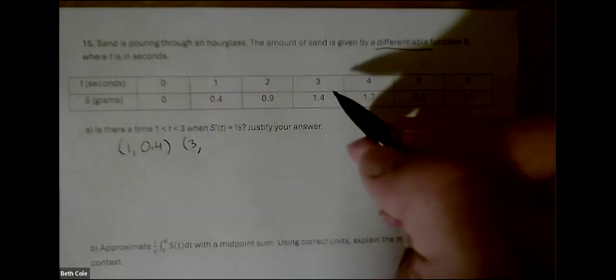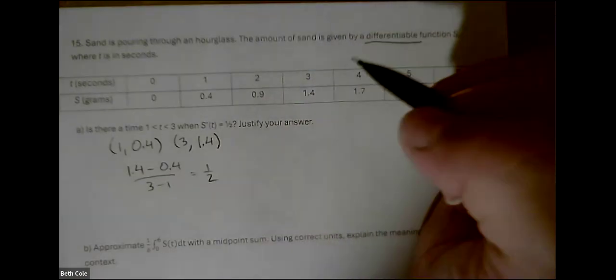So we want to go from 1 to 3. Don't be too proud to write out your points. We want 1, 0.4, 3, 1.4, and derivative means slope, so I want to find a slope. So this is going to give me 1/2. Oh my gosh, that's what it came out to. So the theorem is the mean value theorem. Your average rate of change, which is your slope, is going to equal your instantaneous rate of change, which is your derivative.